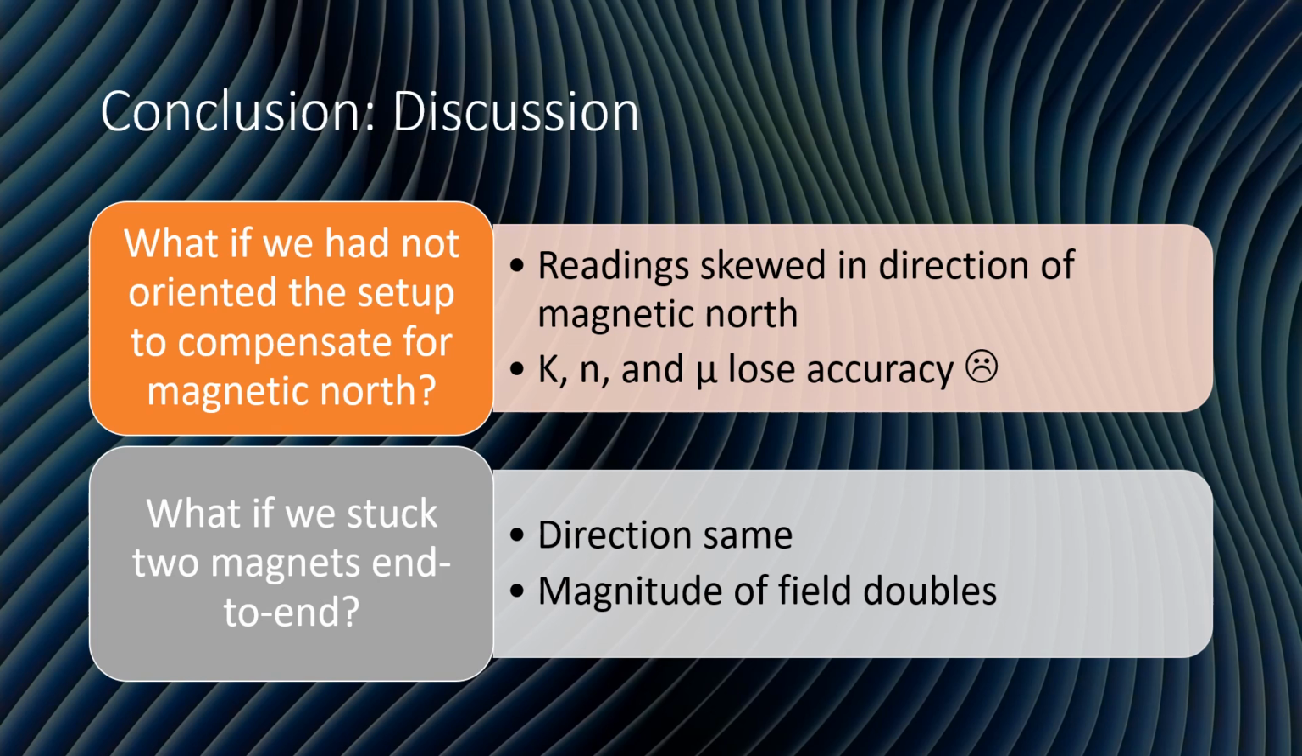And then what if we stuck two magnets together end to end? Here, the direction of the magnetic field would still remain the same, flowing in the same direction, but the magnetic field's magnitude would double, so it would be twice as strong.